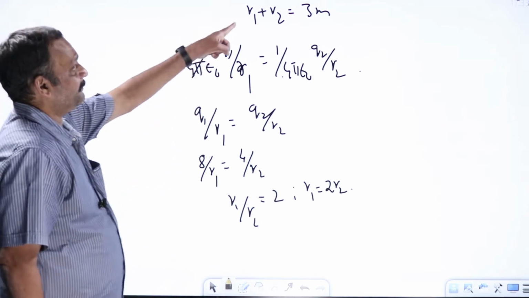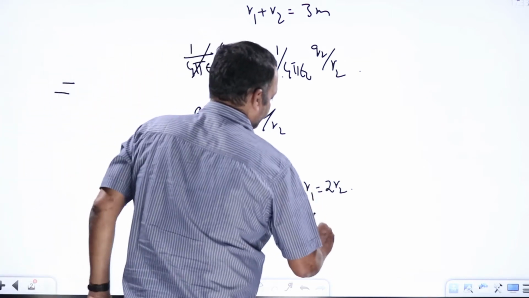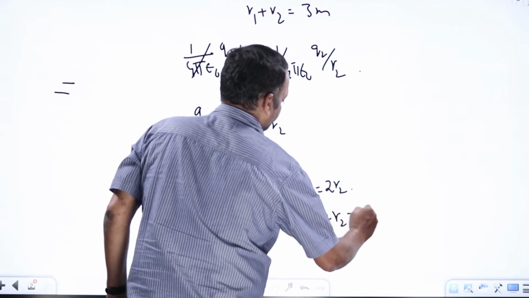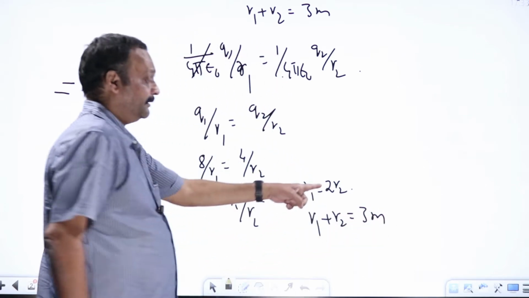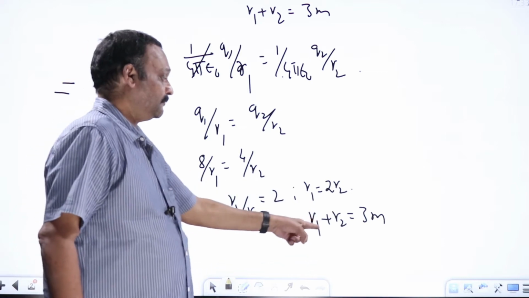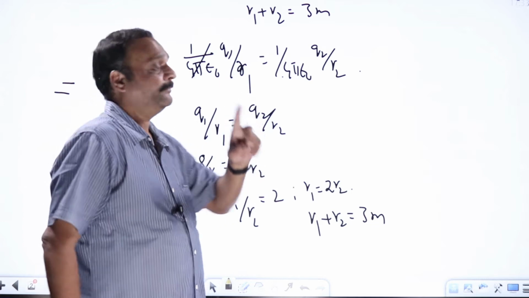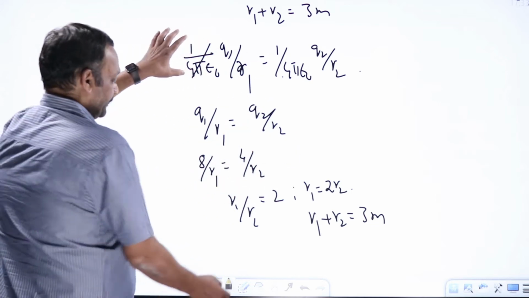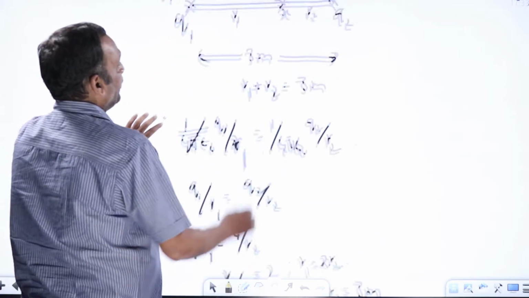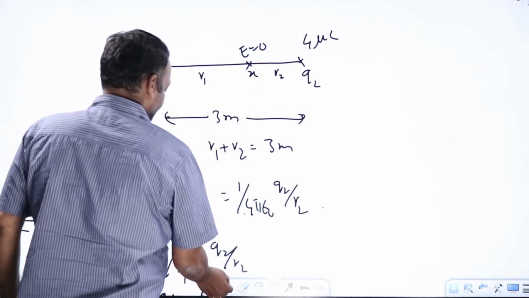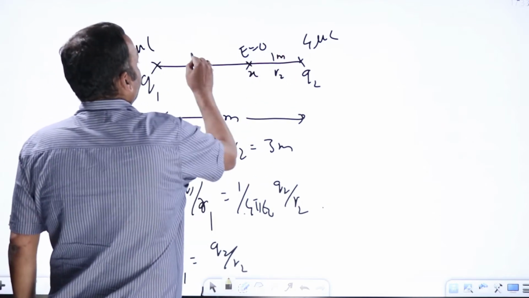R1 plus R2 equal to 3 meters we have. R1 equal to 2R2 we got. So 2R2 plus R2, that is 3R2, equal to 3 meters. R2 equal to 1 meter. So R2 equal to 1 meter means automatically R1 will be 2 meters.